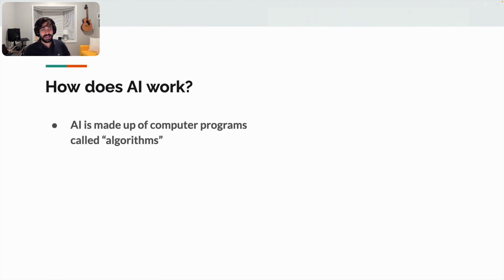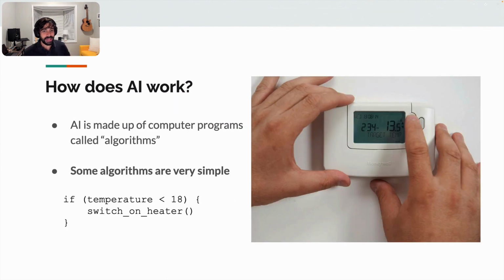AI is basically made up of computer programs called algorithms. And some algorithms are really simple. So I picked a super simple example here, which is a thermostat in your house. You set the temperature you want, and the thermostat will turn on your heater until it gets to that temperature. And then it will turn off your heater when it gets there. So the algorithm inside a thermostat is very simple.